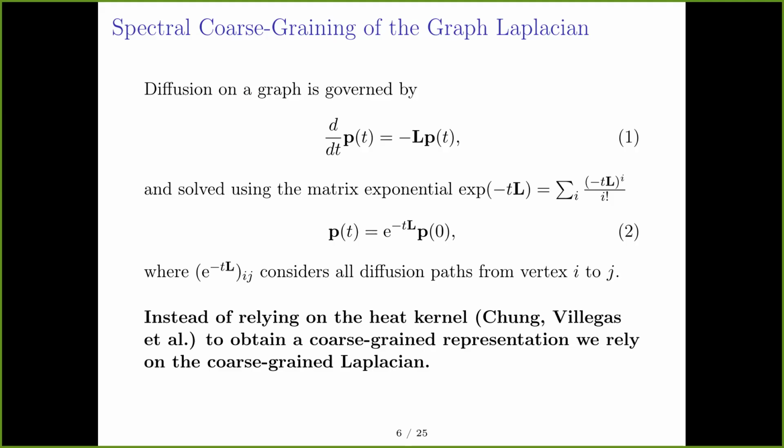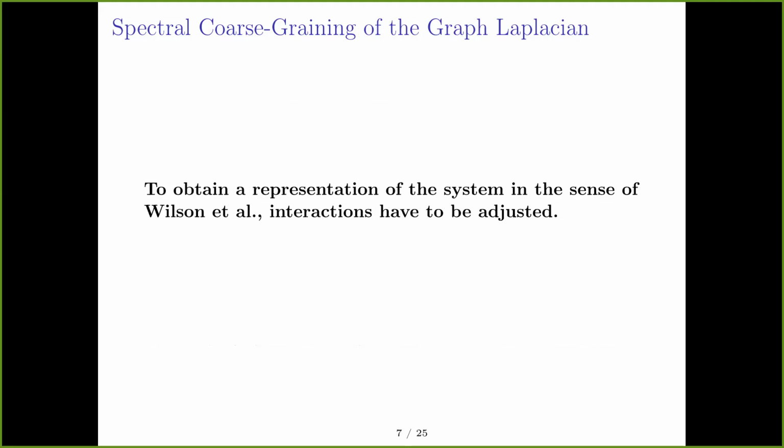We look at the graph Laplacian itself. And the reason for this is that the Laplacian will tell us not only how to find effective vertices, but also how to adjust the interactions at different scales between those new effective vertices. So, to obtain a representation of the system in the sense of Wilson, so in a renormalization group that preserves our large-scale properties, we need to rescale the interactions between the new degrees of freedom. We cannot just obtain new degrees of freedom and leave the connections between them as they are. We have to adjust them.